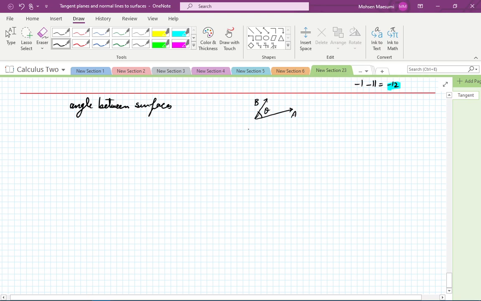Well, how do you find that? We said one convenient way in calculus is to use a dot product. A dot B was the length of A times the length of B times the cosine of the angle. So if you want the angle, you rearrange this, and you'll use the arc cosine of A dot B over the lengths.